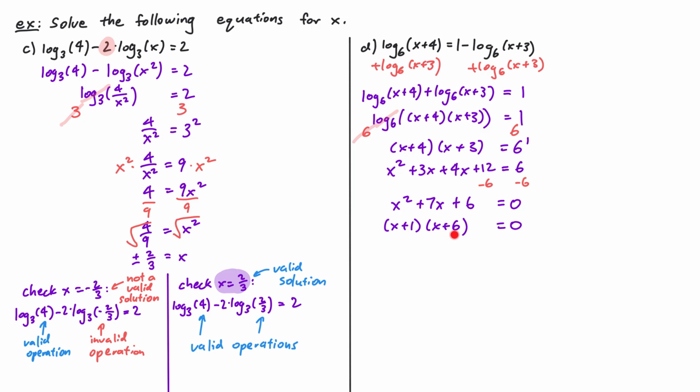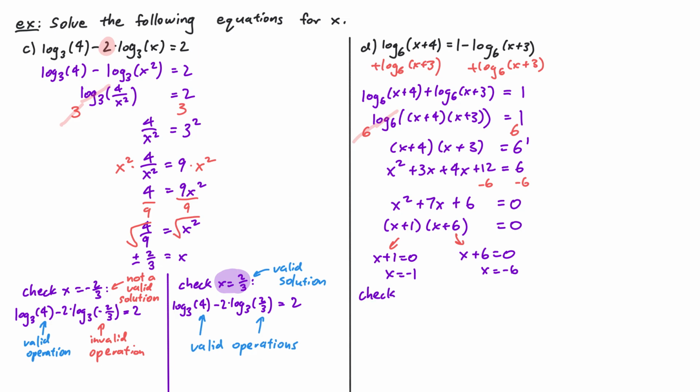When we have a product of two things and it equals 0, that tells us that either the first factor equals 0 or the second factor equals 0. So this allows us to split our equation up. We have x plus 1 equals 0 or x plus 6 equals 0. On the left here, if we subtract 1 from both sides, we end up with x equals negative 1. And on the right, if we subtract 6 from both sides, we end up with x equals negative 6. The last thing we need to do is check whether these x values here are actually solutions to our original equation. So let's plug them in.